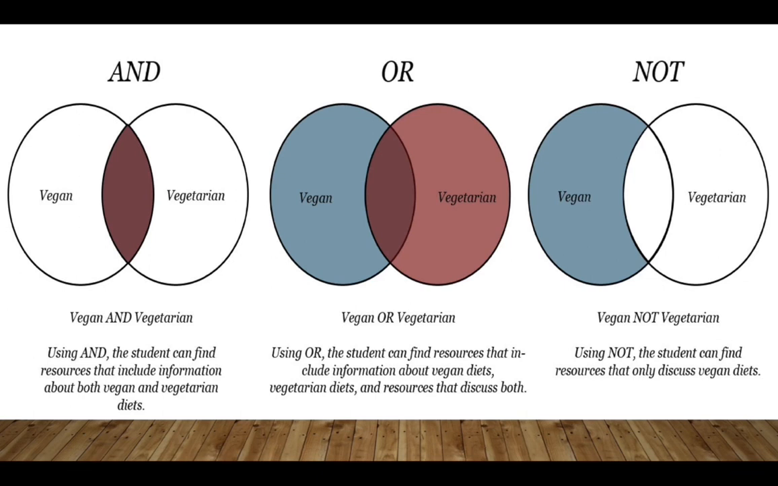And then we have the NOT operator. How the NOT operator works is that it gets you information and excludes the others. So we're looking for information on vegan but not vegetarian. Any publication with information on a vegetarian diet will be excluded the moment you use the NOT operator.